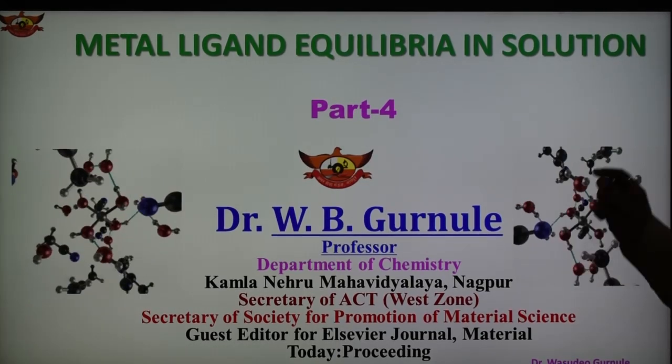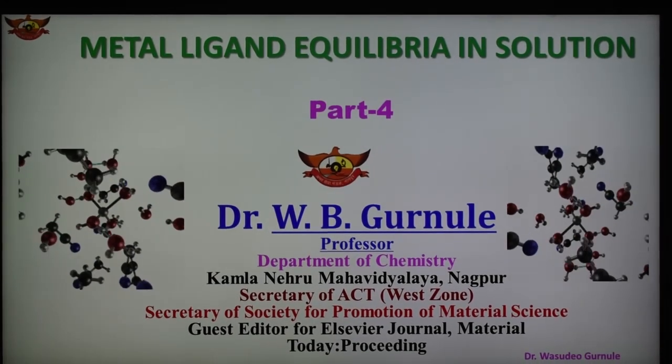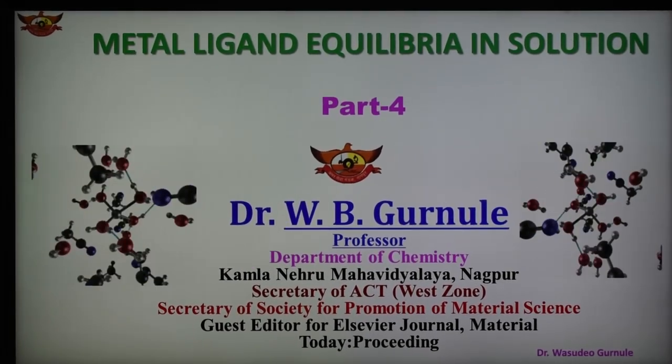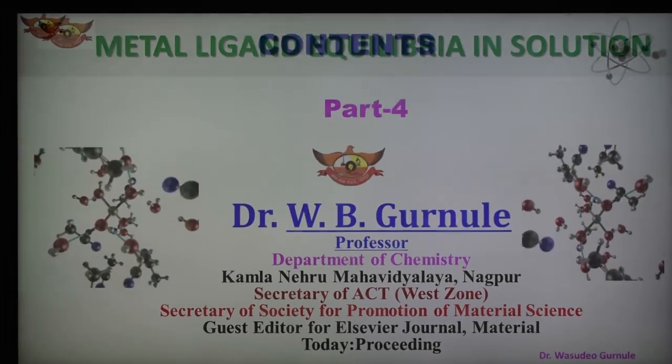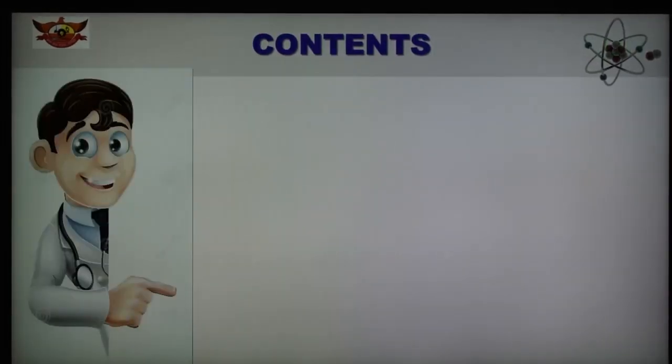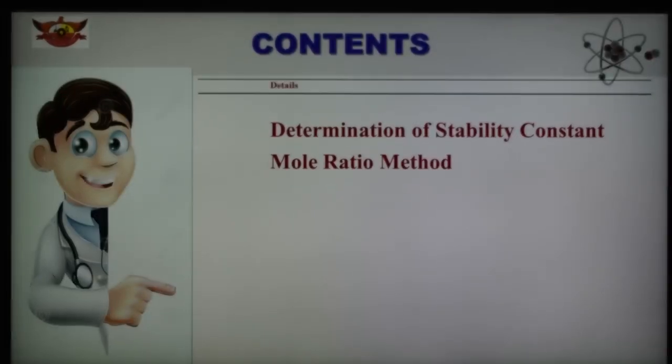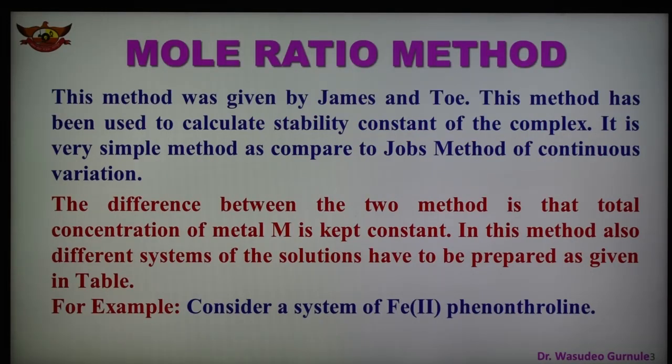So again, today's topic is the metal ligand equilibrium in the solution, and this is part 4. In this part we are discussing the method of determination of stability constant by using the mole ratio method. Job method of continuous variation for the determination of stability constant already we have discussed, and this is the second method which can be used to calculate the stability constant of the complexes.